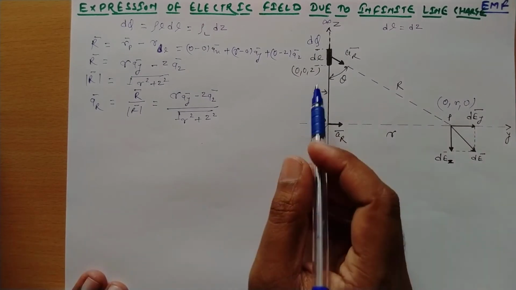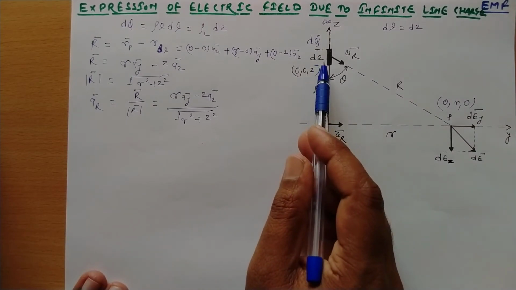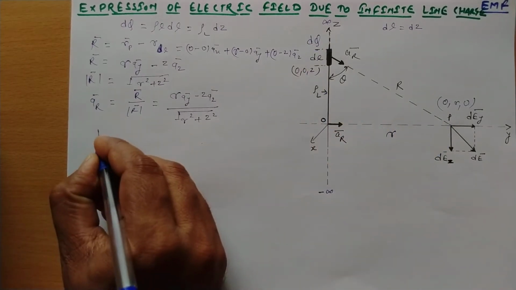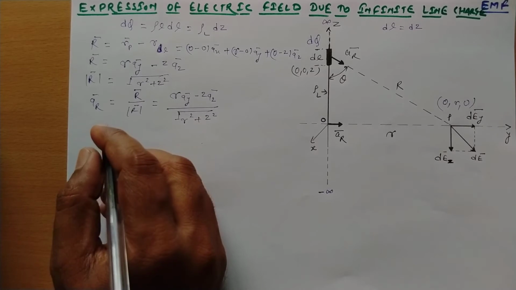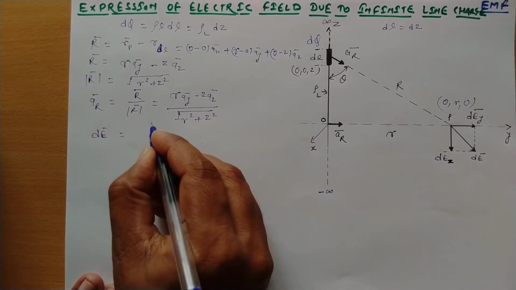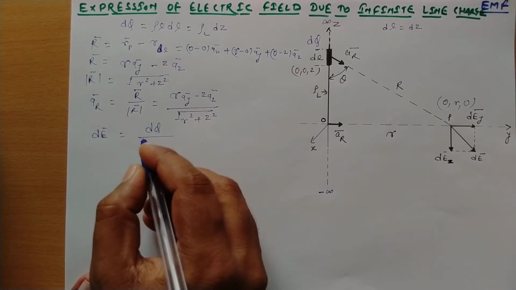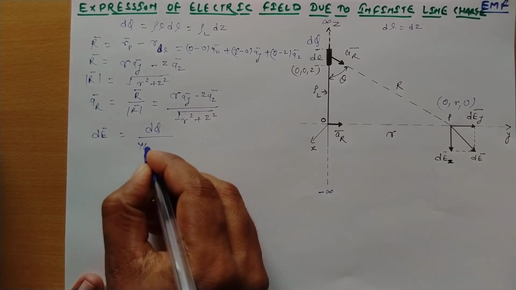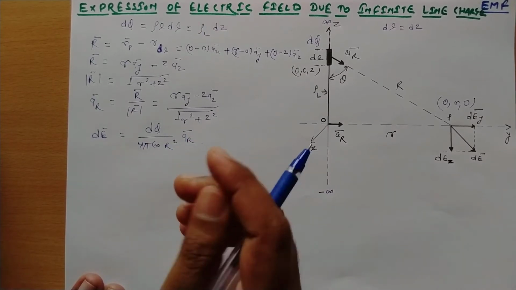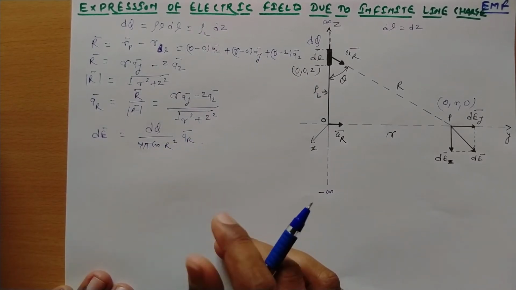Now, as per this differential length which carries a differential charge, we can find the differential electric field intensity. We write the expression for the differential electric field intensity as dE equal to dq upon 4 pi epsilon naught r squared, times a r.